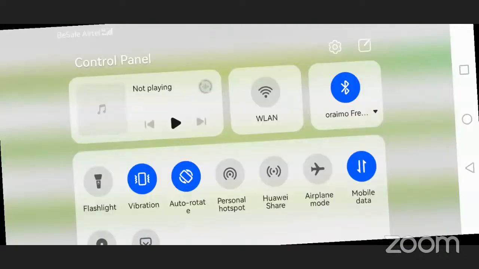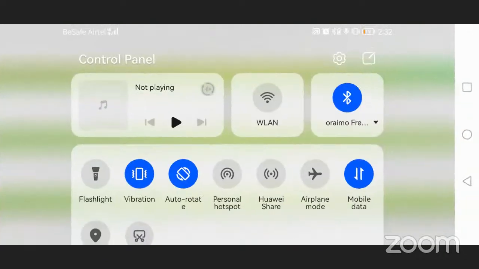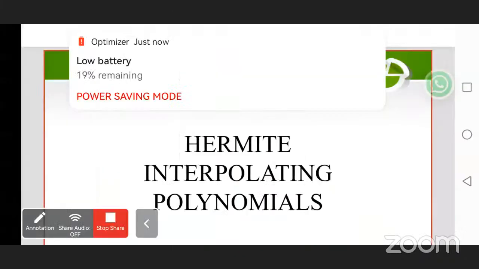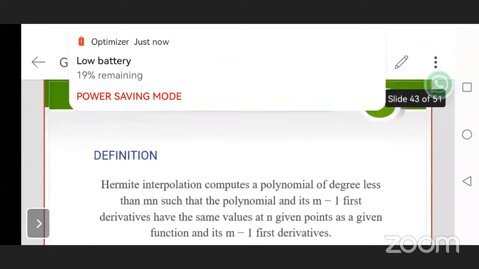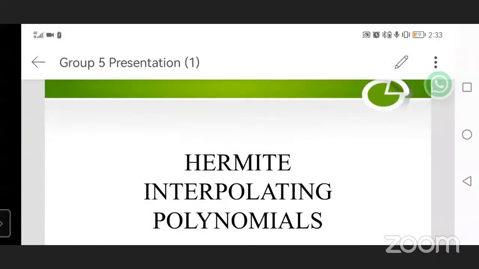Okay, so you can go back to your slide. Okay, sir. Today I'm talking on Hermite interpolation.